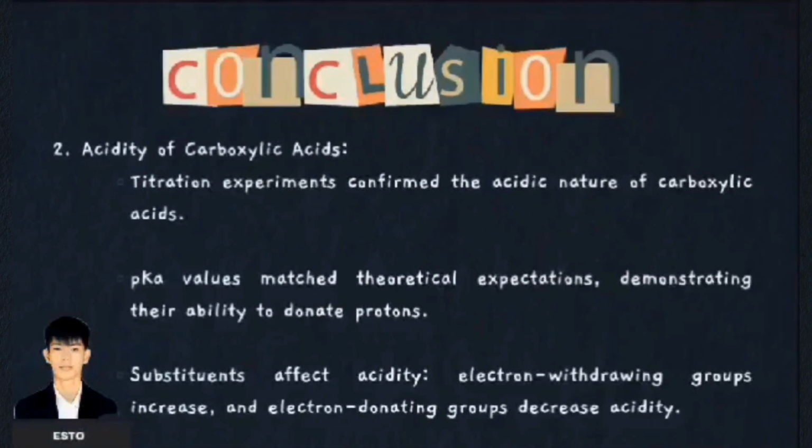As the molecular weight increases, solubility decreases, highlighting the impact of hydrophobic alkyl chains on solubility. Number 2. Acidity of carboxylic acids. For titration experiments, the acidic nature of carboxylic acids was confirmed. The measured pKa values aligned well with theoretical expectations, demonstrating their ability to donate protons and form carboxylate anions. The comparative study of different carboxylic acids illustrated the influence of substituents on acidity, with electron-withdrawing groups increasing and electron-donating groups decreasing the acidity.